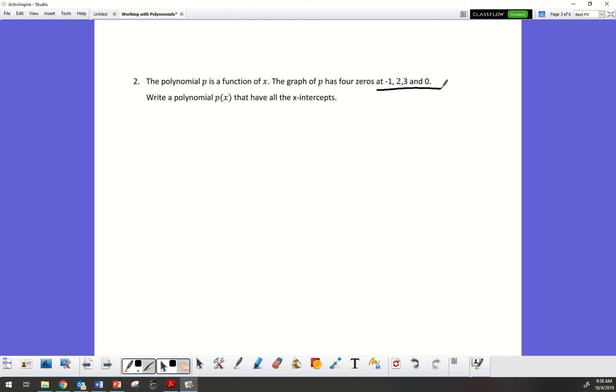So if it has zeros there, that means it's going to be 0 when x is -1, right? It's going to be 0 when x is 2, x is 3, and my last one, x is 0. So now, those are the places in which my function will have a 0. So these are my solutions, but now I have to turn my solutions into a factor.